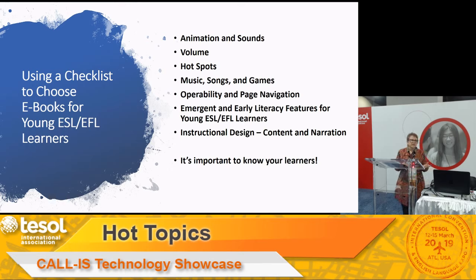The hotspots that I mentioned earlier, how many hotspots are there? Are the hotspots appropriate to what they're reading? Do they connect to the storyline? Do they connect to building vocabulary? That's really important. Operability and page navigation. To tell you the truth, I read several of these and I wasn't the best of navigators. So if you can't navigate it well, can a 4-year-old or a 5-year-old do a good navigation? So you want to make sure that they can.